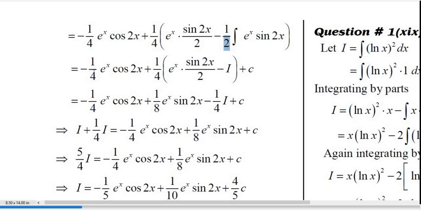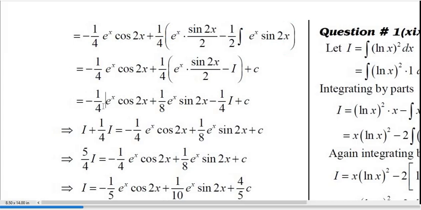Minus 1 by 4 e power x cos 2x plus 1 by 4 e power x into sin 2x divided by 2, minus I. This function is called I. So minus 1 by 4 e power x cos 2x as it is, plus 2 times 4 is 8, 1 by 8 e power x sin 2x, and minus 1 by 4 multiplied by I, where I is this function. Here we take this function equal to I.